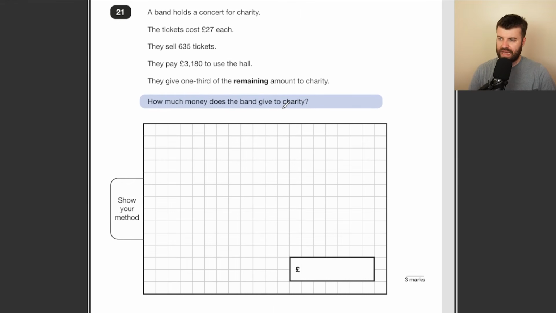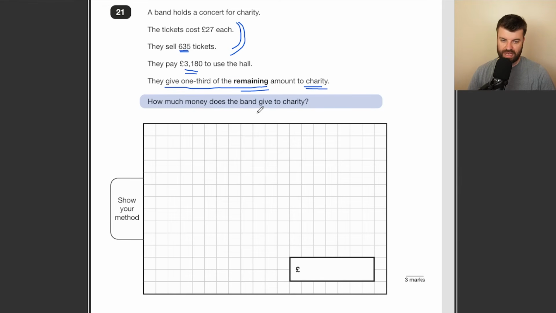Question 21. A band holds a concert for a charity. The tickets cost £27 each and they sell 635 tickets. So that's how much money they took altogether. That's called revenue. That's how much money you take in. They pay £3,180 to use the hall. So it costs them a certain amount of money to use the hall. And then they give 1/3 of the remaining amount to charity. How much money does the band give to charity?